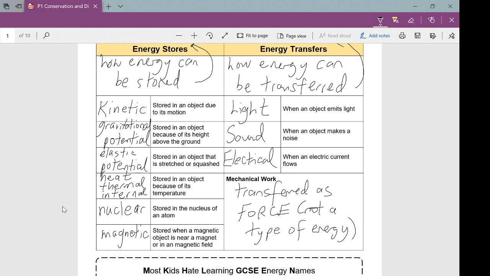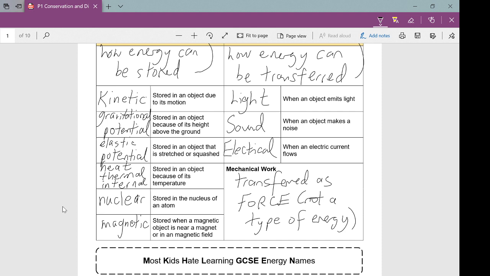One way that you can memorize the different types of energy, because you do need to memorize them, is with this mnemonic. Most kids hate learning GCSE energy names. I have in bold here all of the different ones. So M stands for magnetic, K kinetic, H heat, L light, G gravitational potential, C chemical.